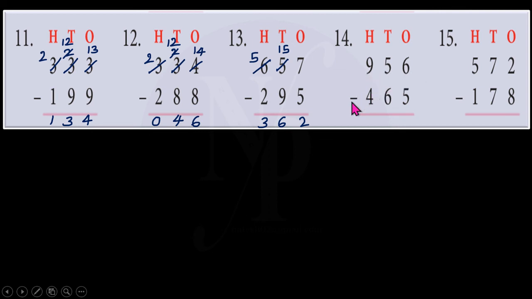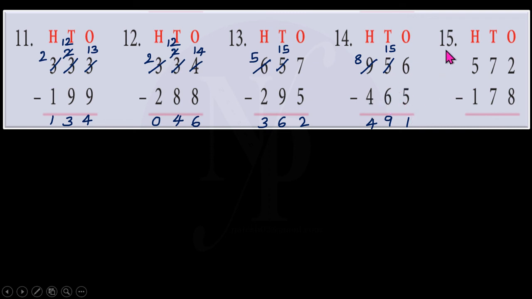956 minus 465. Subtracting 5 from 6, you get 1. Subtracting 6 from 5 is not possible. Regrouping is needed. So we make this 900s as 800s. Borrow 100 to tens column. Now this becomes 15 tens. Subtract 6 tens from 15 tens, you get 9 tens. Subtracting 4 hundreds from 800s, you get 4 hundreds. Therefore, 491 is the difference of 956 and 465.